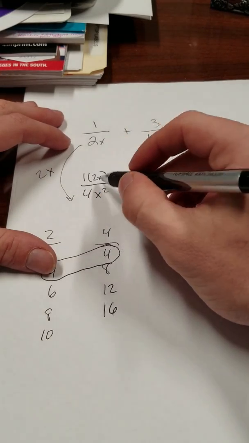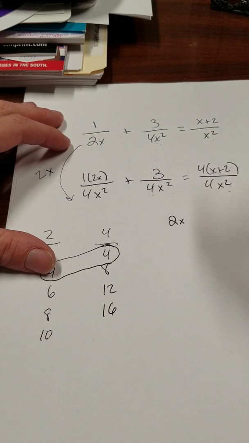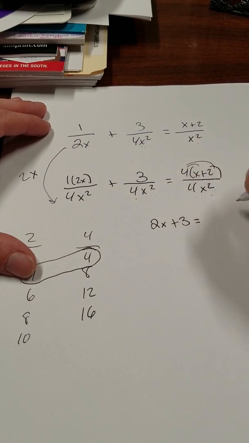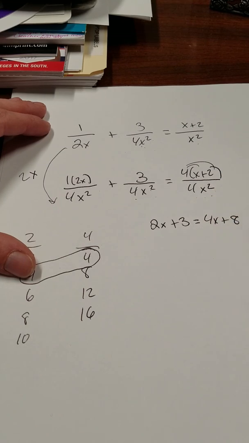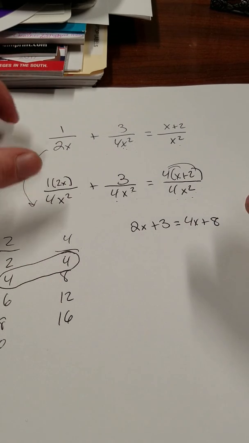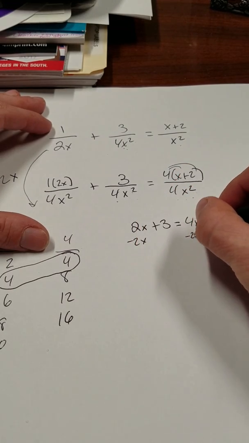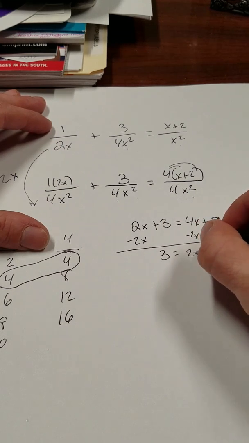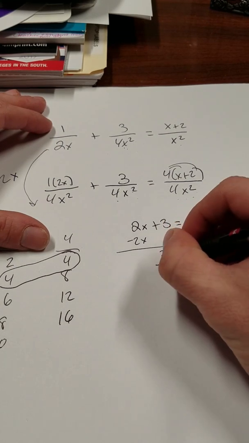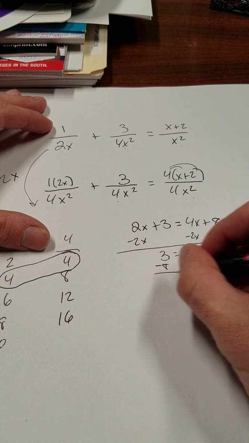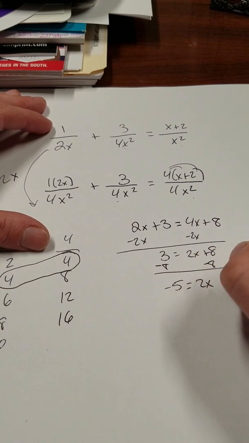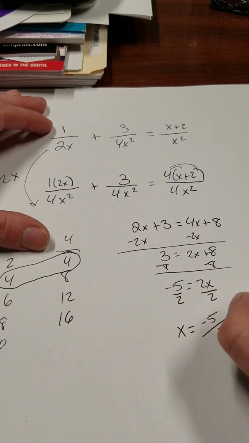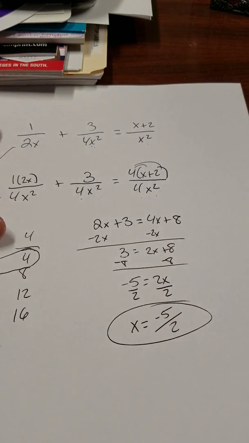Cancel out the denominator. 1 times 2x is 2x. And then I have plus 3 equals, distribute that out, 4x plus 8. Now I have an equation I can solve. Subtract 2x from each side. 3 equals 2x plus 8. Subtract the 8. Negative 5 equals 2x. Divide by 2. X equals negative 5 over 2. That would be my solution.